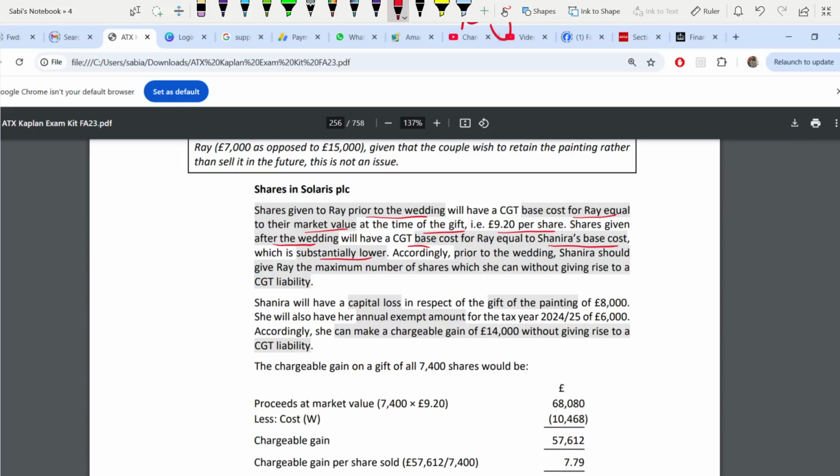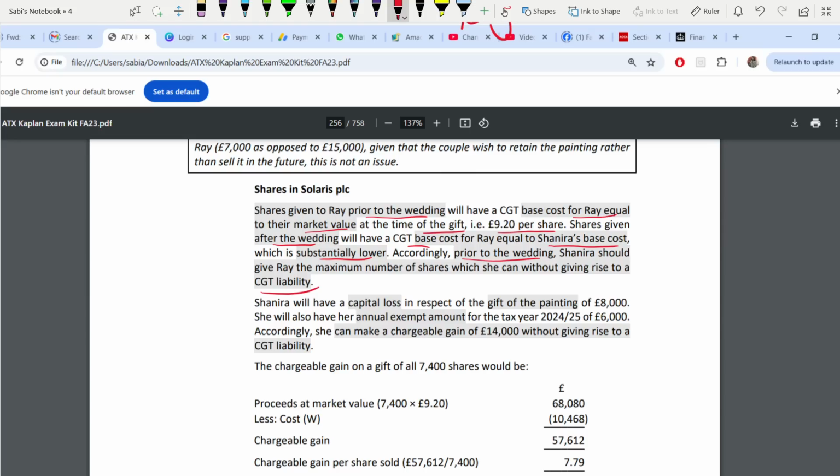So which one is better? It is better to give the maximum number of shares before the wedding, because after the wedding it's no gain, no loss, so it's not going to be much of a benefit. But before the wedding, if you give, you can utilize that gain. So Shanira would give the maximum number of shares which she can give without giving rise to a CGT liability. Up to the amount which will not give rise to any CGT, you can transfer before the wedding.